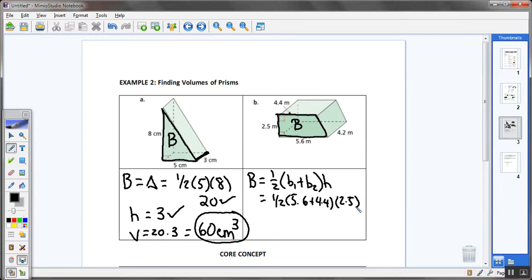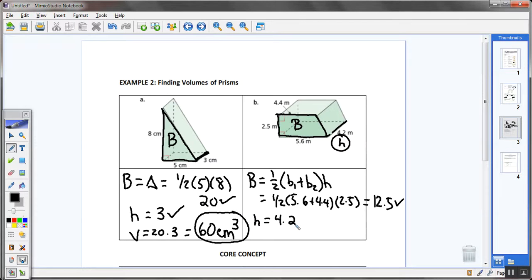Okay, run that. 5.6 plus 4.4 is? That's 10. 10 times 2.5 would be what? 25. 25 cut in half would give me a front base of 12.5. Okay, now how about the height? The height is the distance between the two bases. What's the height in this? Yeah, you said your base was the front, so the height is the distance between the two bases, or front to back in this case. So 4.2 is my H.